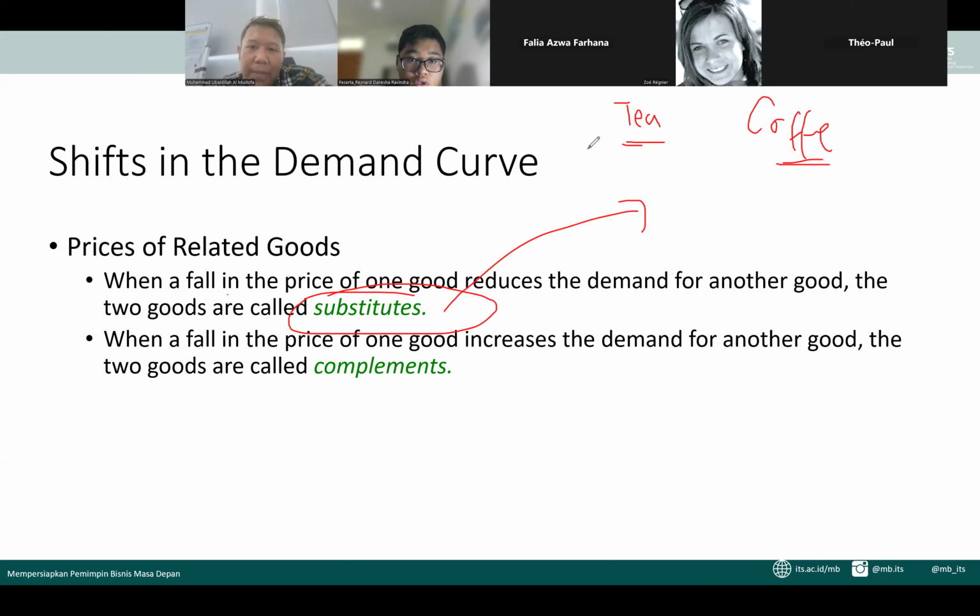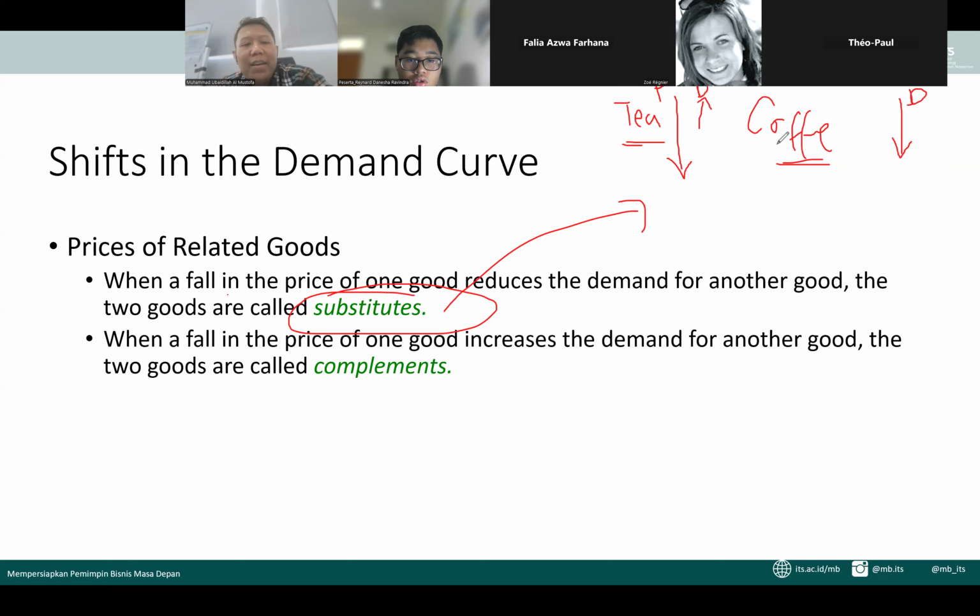So let's say that we have a decrease of price in tea. This is a price decrease. What will happen to the people? People will buy tea. So the demand for tea will increase, while the demand for coffee will decrease. This is because tea and coffee are substitutes.